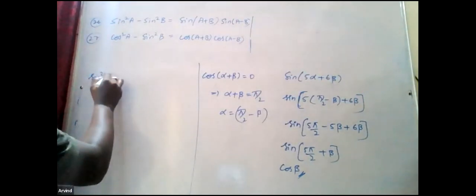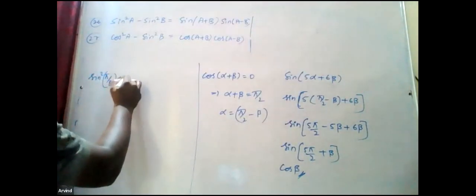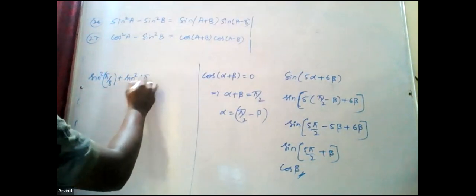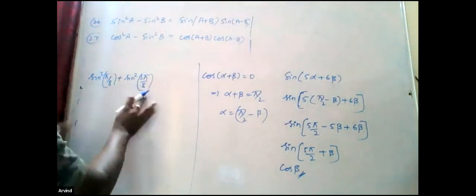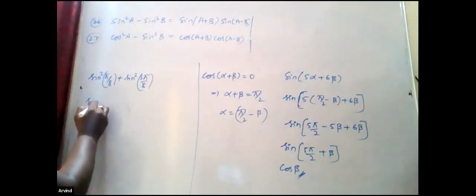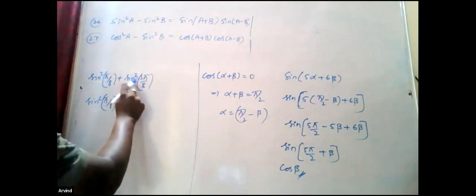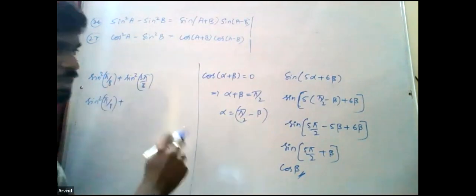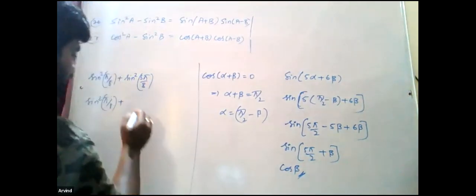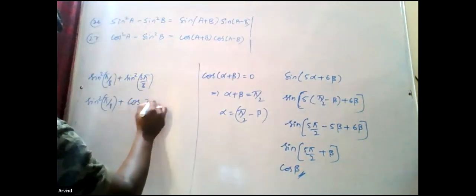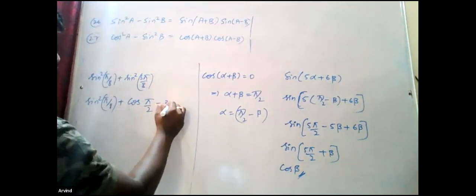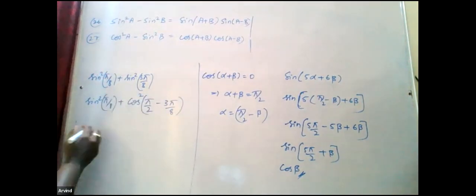Sin square pi by 8 plus sin square 3 pi by 8. I will do these two, and the other two will be done later. When it is sin square, we have to check whether an identity applies. This one I change into cos. We know that sin theta can be written as cos of 90 minus theta. So I can write this as cos of pi by 2 minus 3 pi by 8, with the square retained.